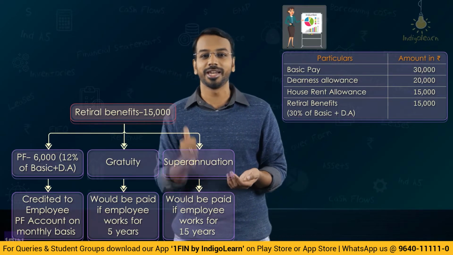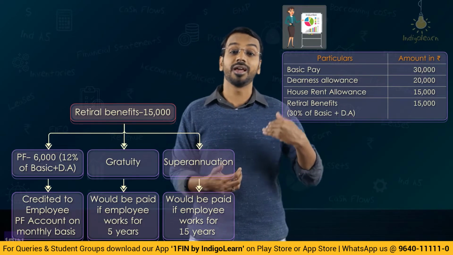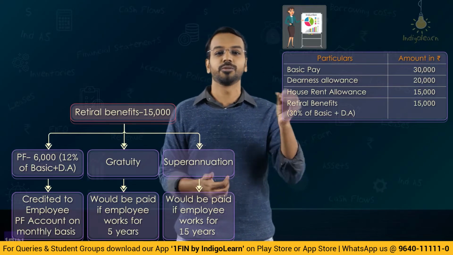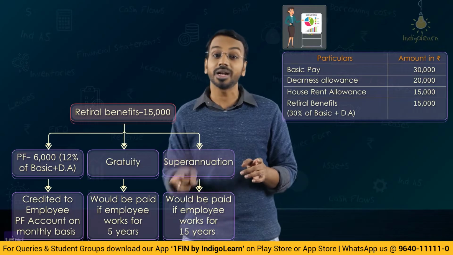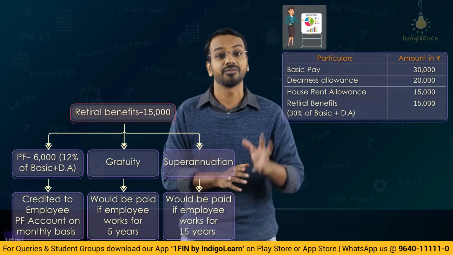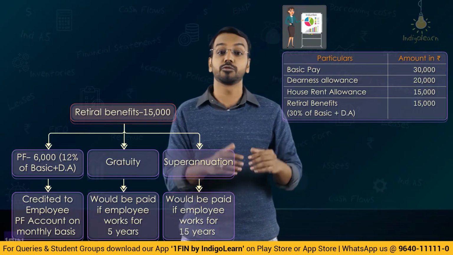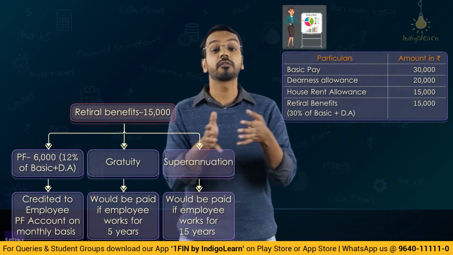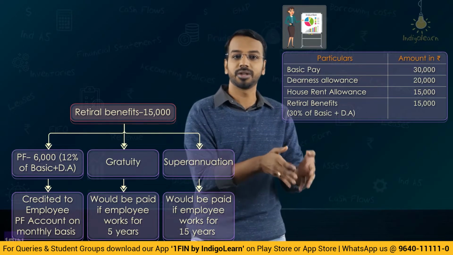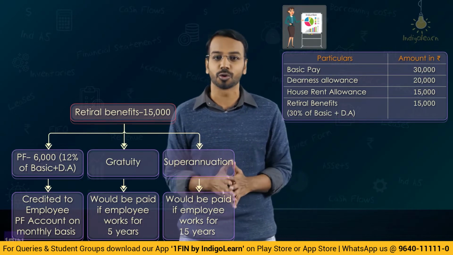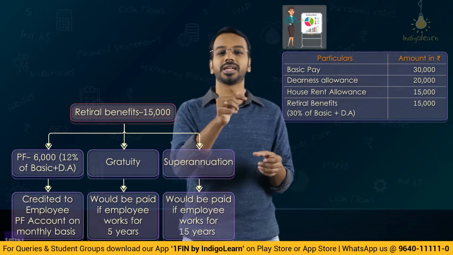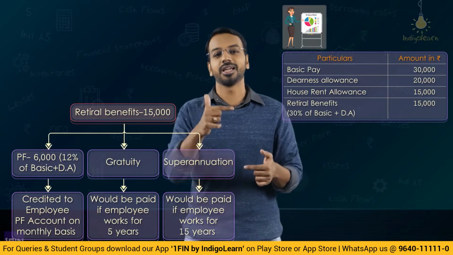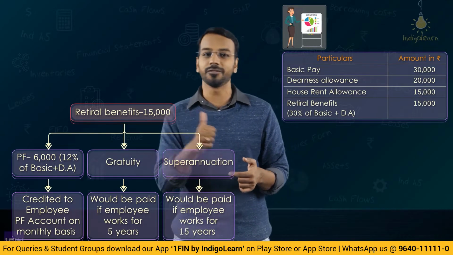Then the company is not needed to pay. And for us, if we left the company in 2 years' time, gratuity was lost. We would not get any gratuity. It was told that it's part of your CTC, but it does not come to your hand. Then other superannuation benefits would be paid if you work in the company for 15 years. So if you don't work in the company for 15 years, even that is lost. So out of that 15,000, what was relevant immediately for us was only that 6,000 which we would get every month credited to our PF account, right?